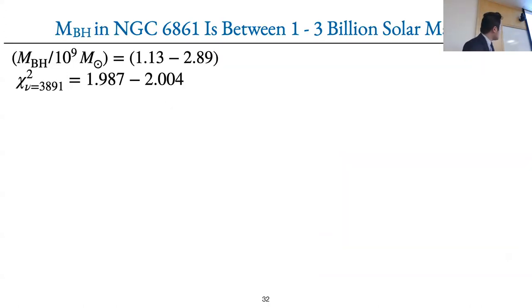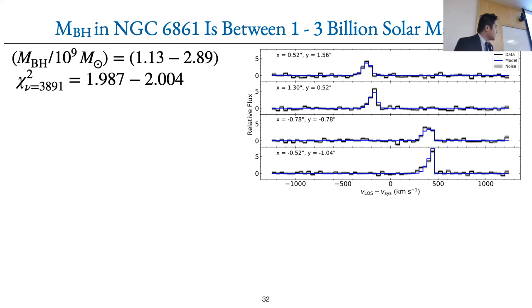So punchline, the black hole mass from the models that I fit to this data give a black hole mass of about 1 to 3 billion times the mass of the sun. It's a pretty broad range. The reduced chi-square of the models is close to 2, indicating there are some systematic deviations between the model and the data. And again, we can take a look at the different model versus data comparisons here.